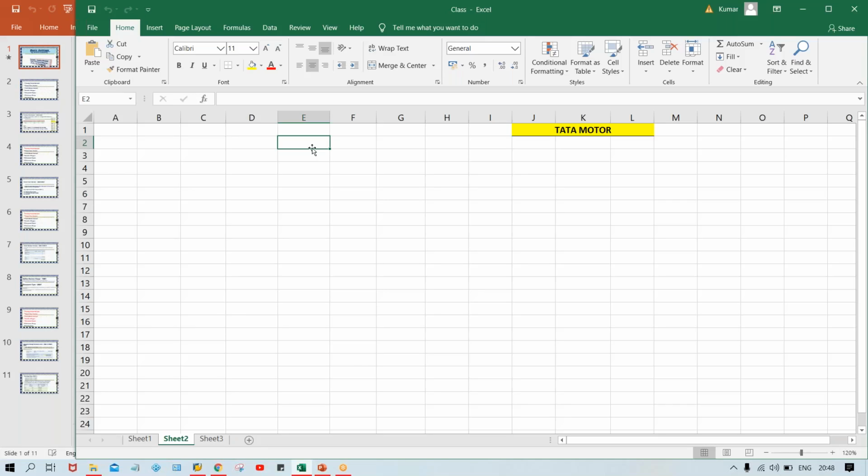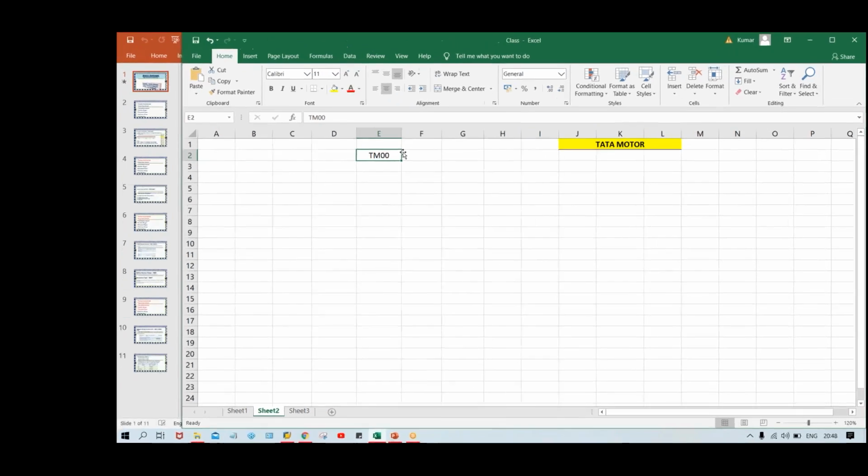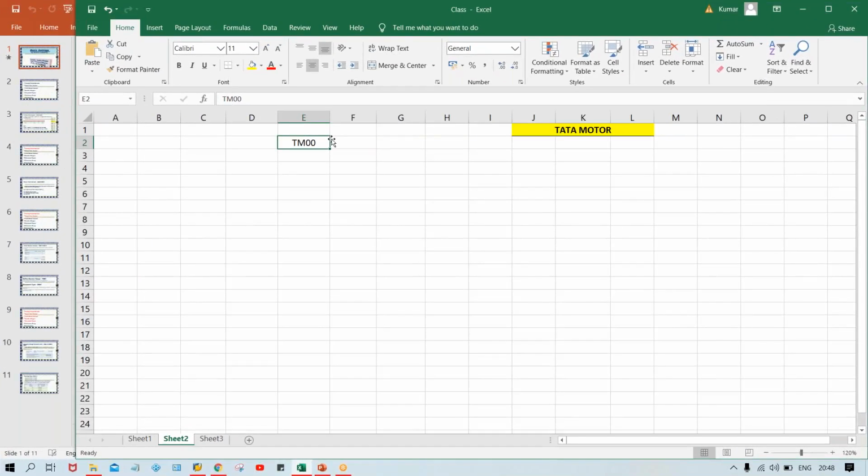we can select the company code TM00, which we have created as a company code. Instead of writing the complete name, we can select this code, and the system will understand that TM00 is nothing but Tata Motor itself, right?